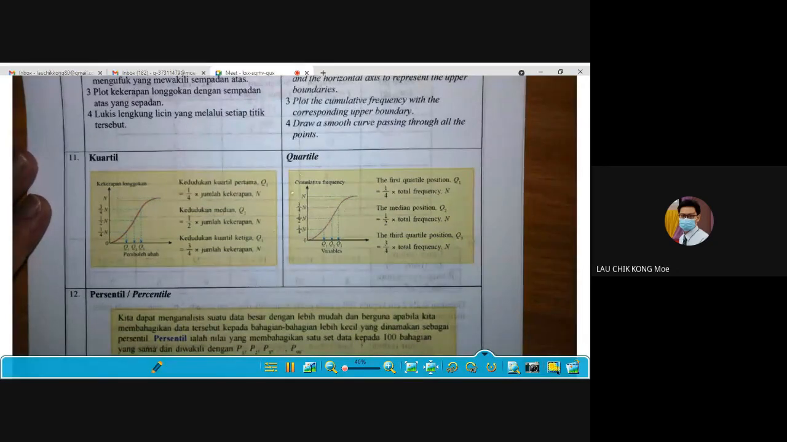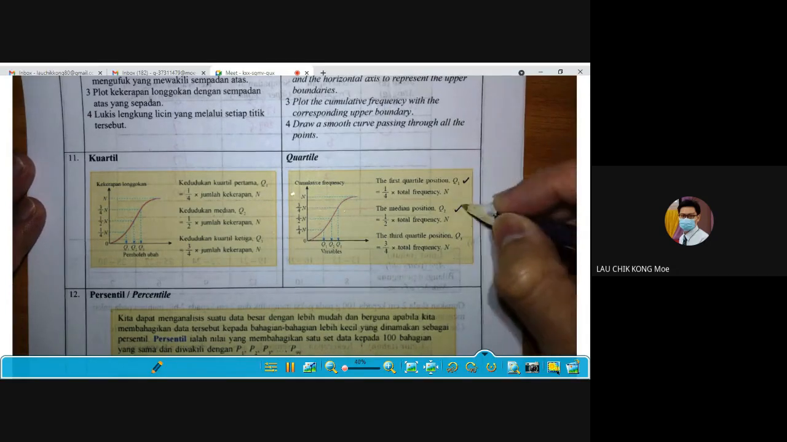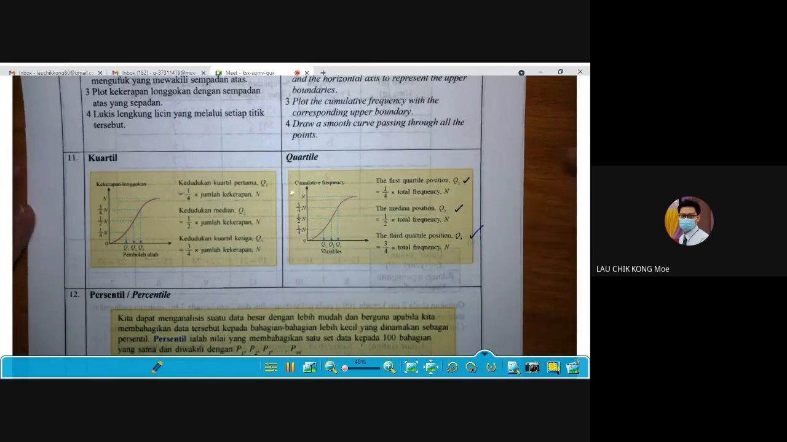And then the third quartile, Q3, is 3/4 times the total frequency n. Okay, so that is the three things you need to know, Q1, Q2, and Q3. And then we go to the percentiles.